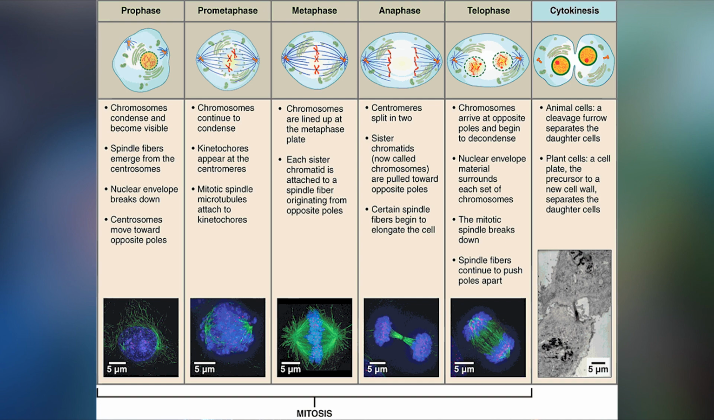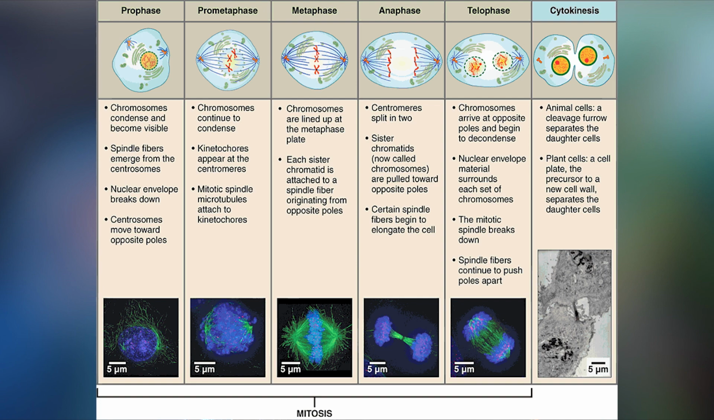As the spindle apparatus is forming, the nuclear envelope breaks down. So the nuclear envelope is just the membrane that surrounds the nucleus during interphase, but during prophase it breaks down, and this allows the microtubules to extend right from the centrosomes to actually reach the chromosomes, because if the nuclear membrane was there, there'd be a barrier preventing the microtubules from accessing the chromosomes, which is crucial. So the nuclear membrane has to break down in order for the microtubules to gain access.